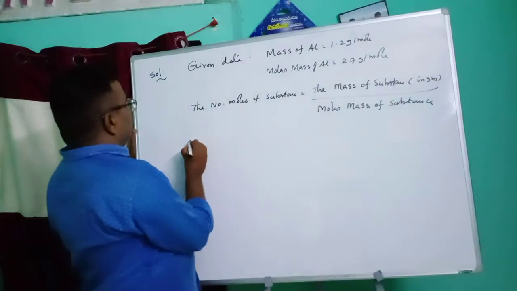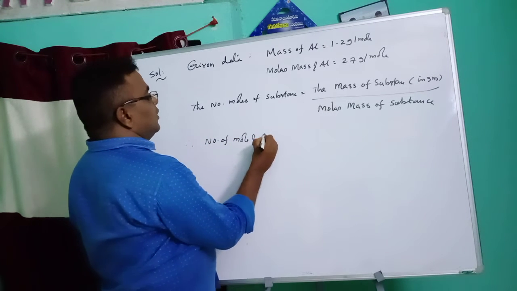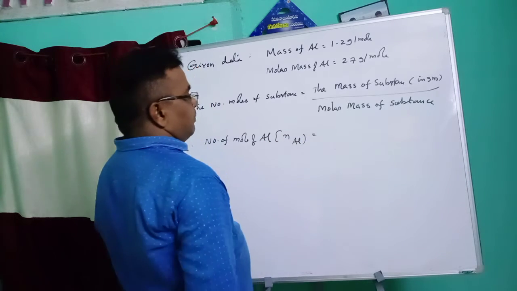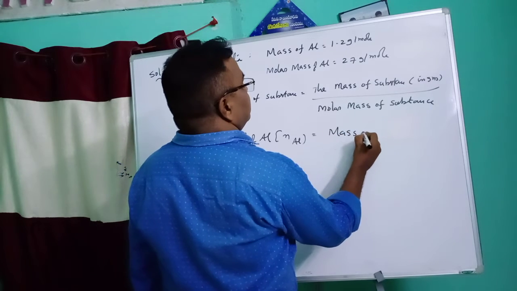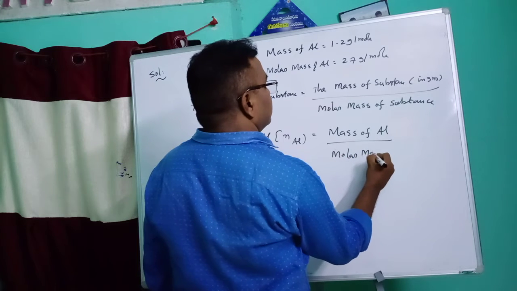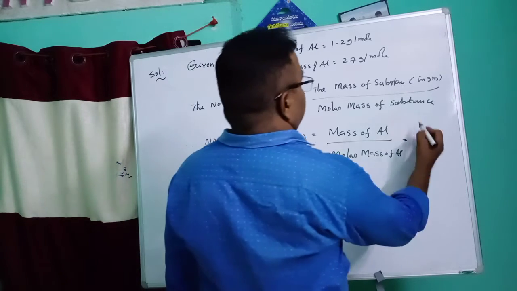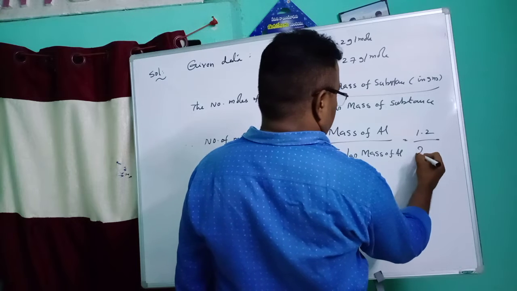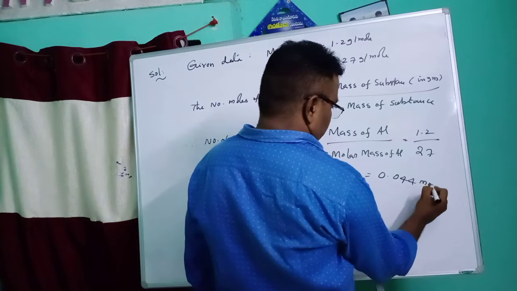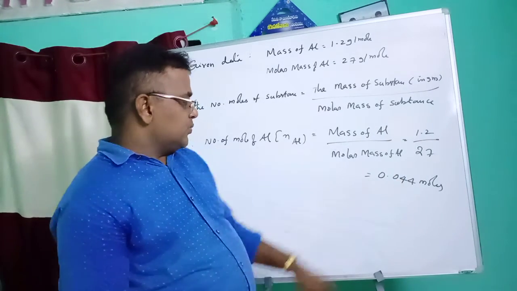Therefore, the number of moles of aluminum, simply written as n Al, where n represents number of moles, is equal to the mass of aluminum by the molar mass of aluminum. That is equal to the mass of aluminum 1.2 grams by molar mass 27 grams, which is equal to 0.044 moles. Therefore, the number of moles of aluminum is 0.044 moles.